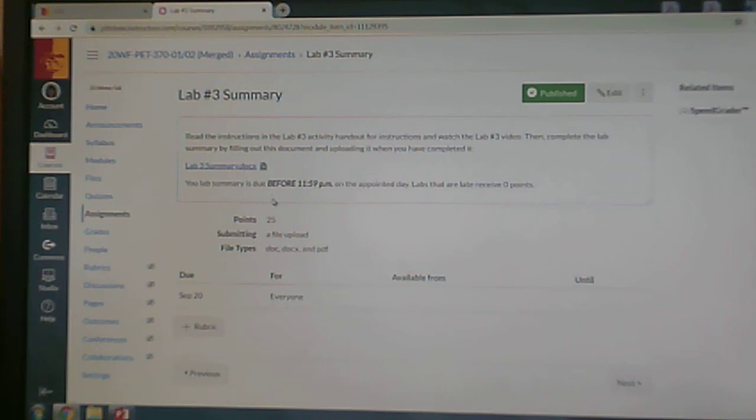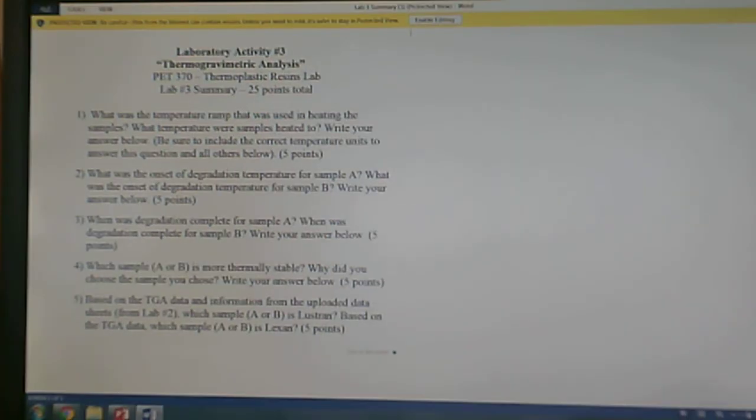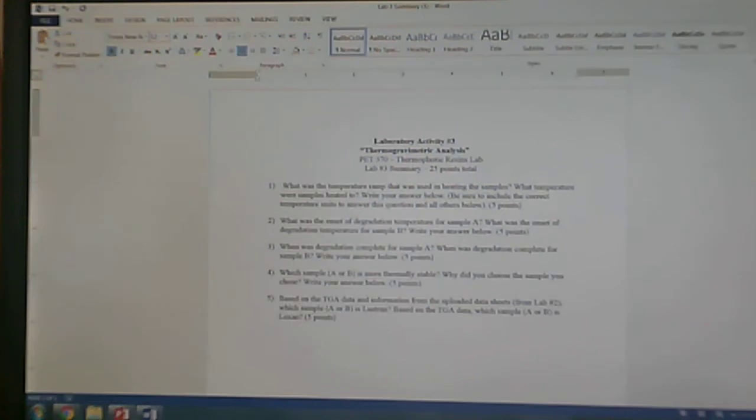And so once again, your summary is due before 11:59 on the appointed day, and this is what your summary will cover. So answer each one of these. The temperature ramp, what they were heated to, the onset of degradation for both resins, the complete degradation temperature for both resins, which one you think is more thermally stable, and then based on the data from TGA and then from those data sheets that you uploaded in your DSC lab, which one of those is A and which one of those is B.